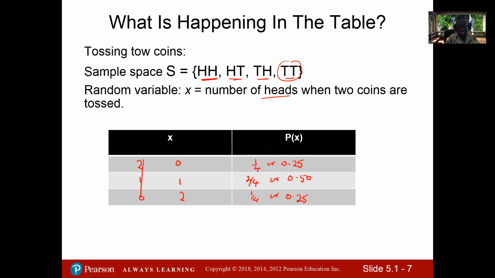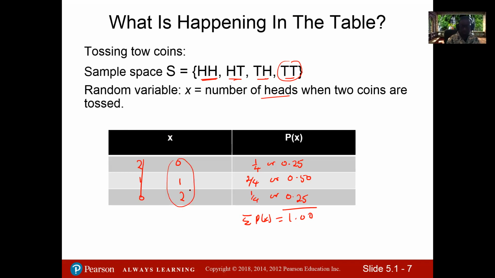Now, as you can see, if you add these together, you get 1.00. That's why we have the sum of P of X equal to that. Does it represent the probability distribution? Yes. Does it satisfy all the requirements? Yes. The random variable has numerical values.